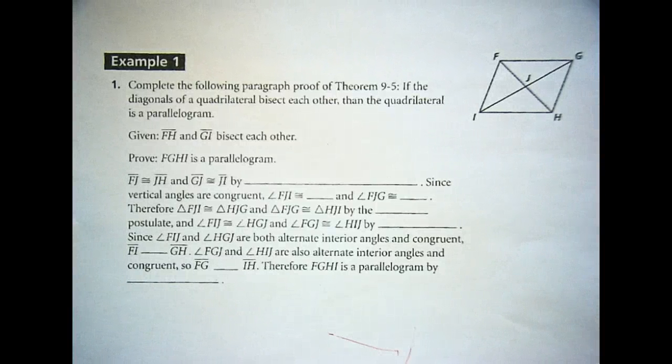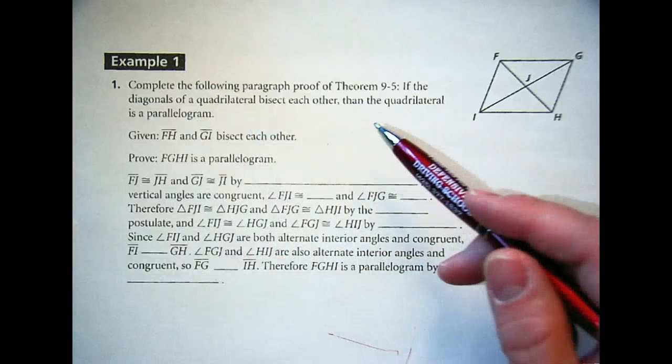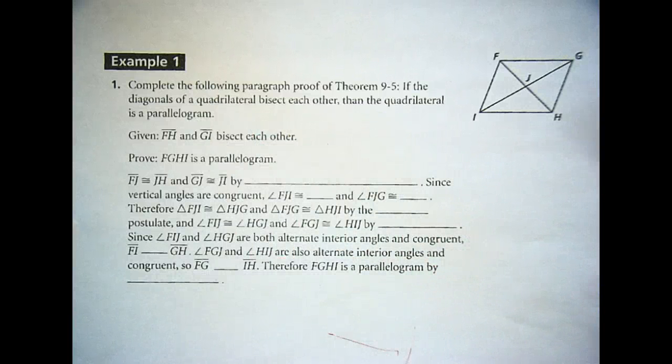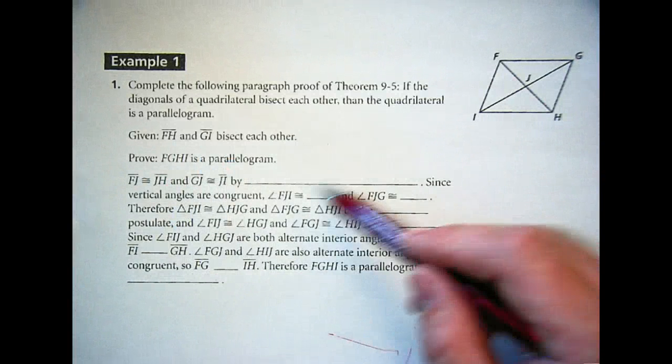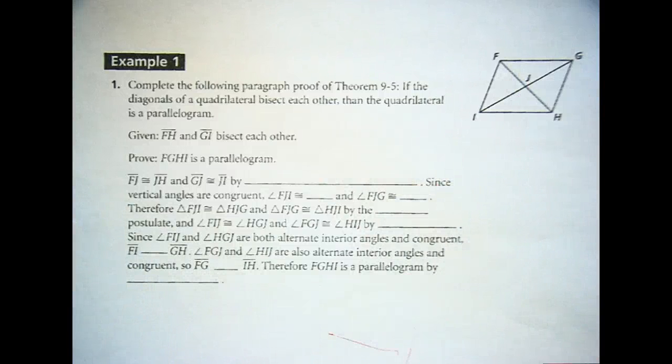That's all right. All right, number 1. Complete the following paragraph proof of Theorem 9.5: if diagonals of a quadrilateral bisect each other, then the quadrilateral is a parallelogram. Now remember, you're trying to prove Theorem 9.5, so you can't actually use 9.5 to prove that. So we're given FH and GI bisect each other. You may want to mark those in, and then go ahead and work with your partner to fill in the different statements and reasons. Go for it.